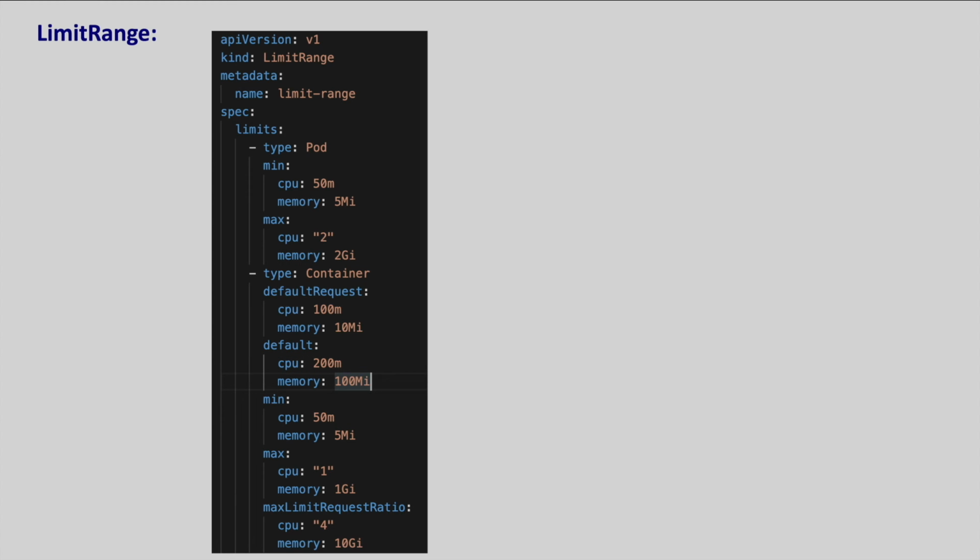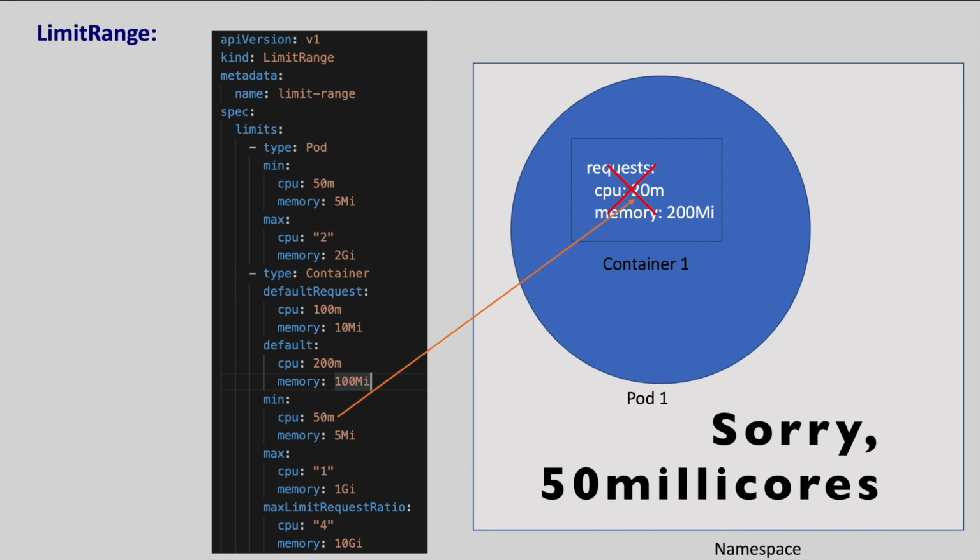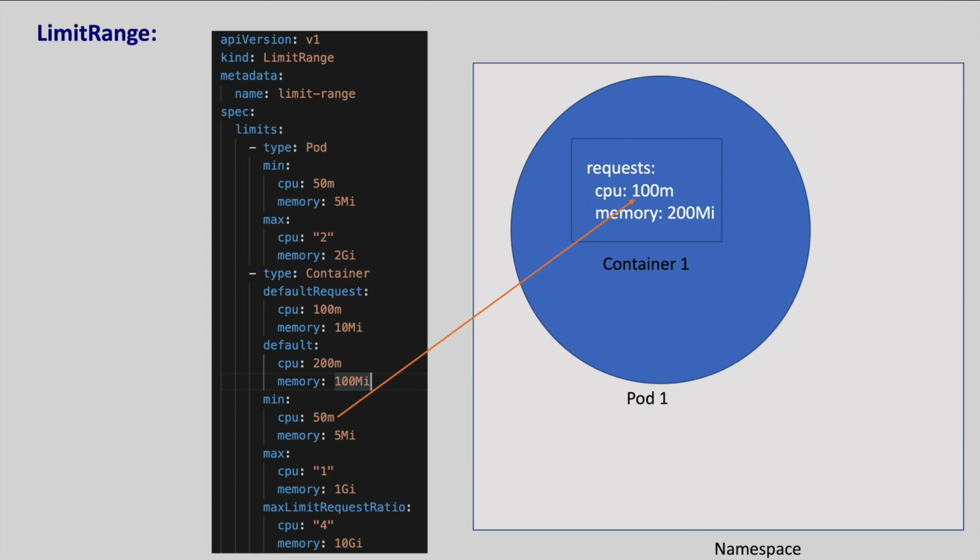For example, after we create a limit range, when we try to schedule a pod with 20 millicore CPU, it will not be scheduled as we defined the minimum CPU for a container should be 20 millicores. If we change it to 100 millicores, it works as it lies between minimum and maximum. Not only that, when we don't define requests or limits, the limit range will set the defaults automatically while creating the pod. Let's see this in action.